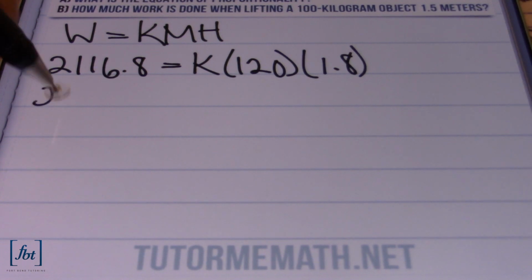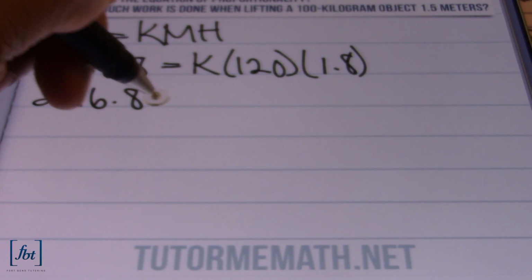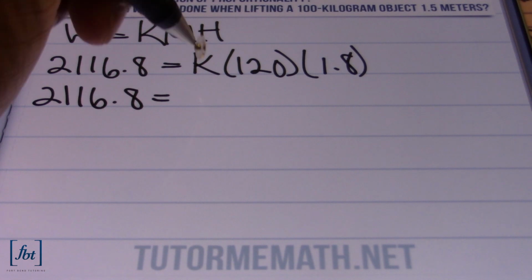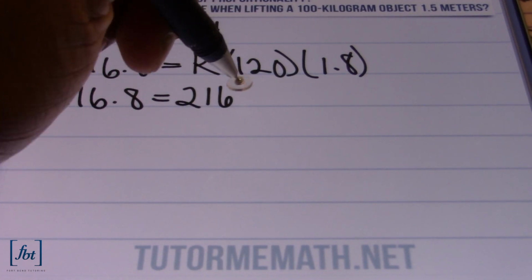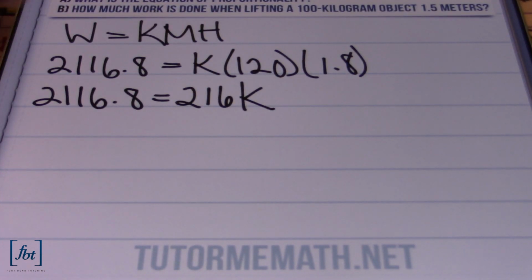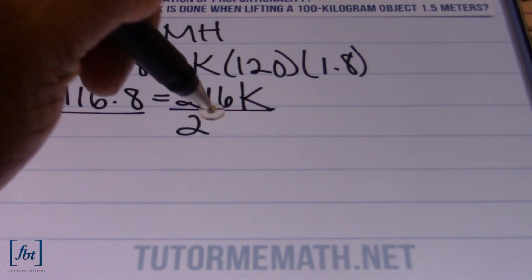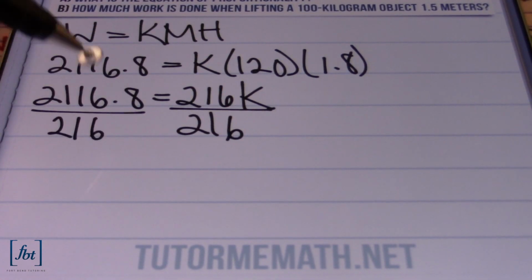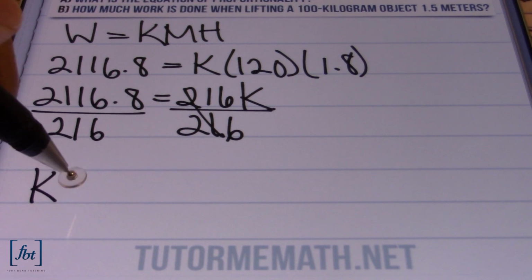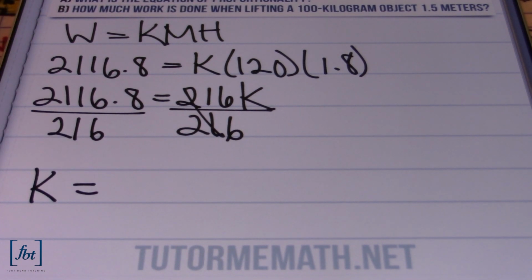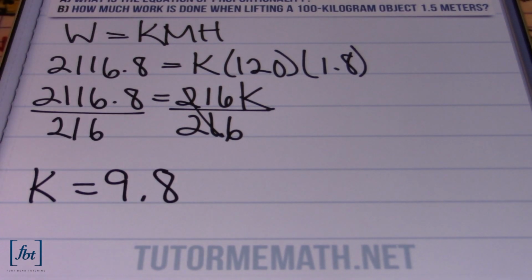So I'm going to start by multiplying that right side out there. So 120 times 1 8/10, that's going to be 216 K. From here, we'll be dividing both sides by 216. And once we've done that, our constant of proportionality is going to be 9 8/10.